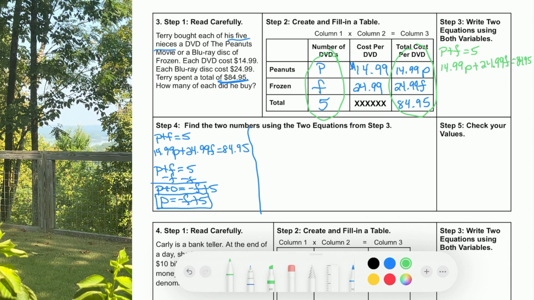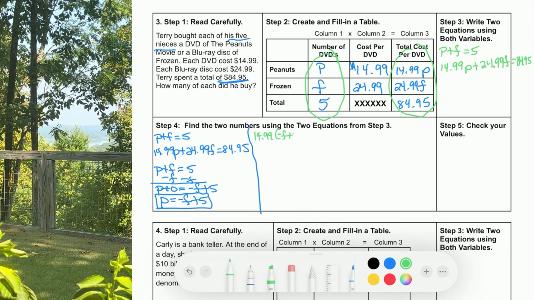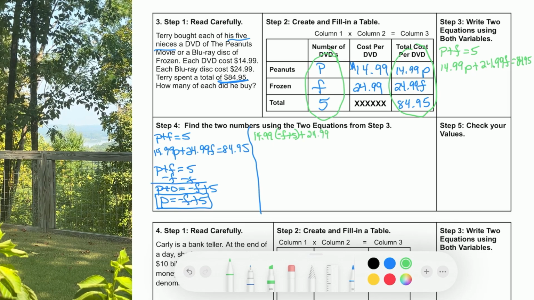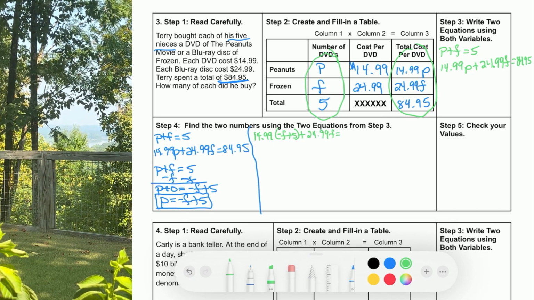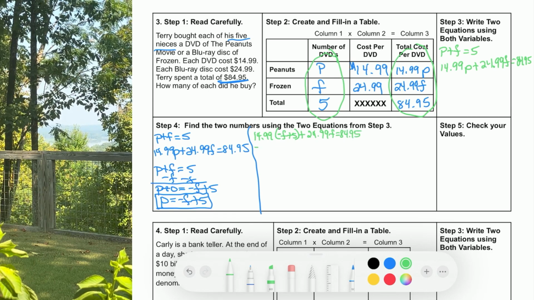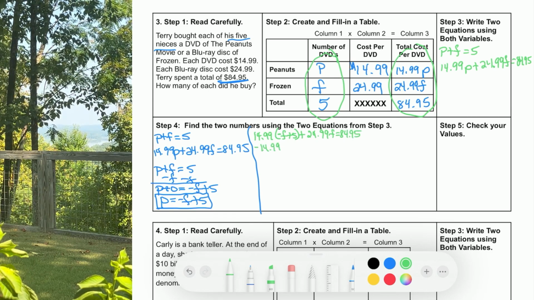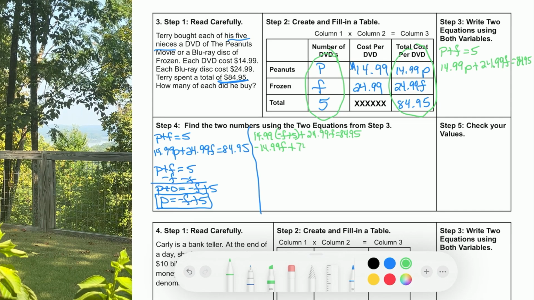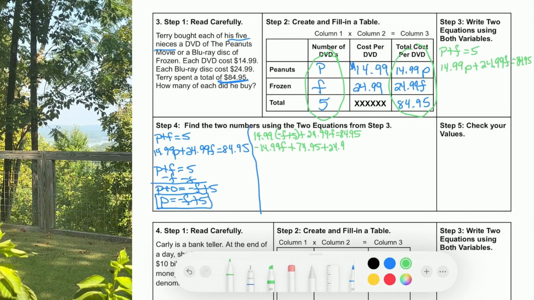Rewrite my other equation with that in there. So I have 14.99 times negative F plus 5 plus 24.99F equals 84.95. Go ahead and distribute. I get negative 14.99F plus 14.99 times 5 is going to give us 74.95. And rewrite the rest of the problem out.